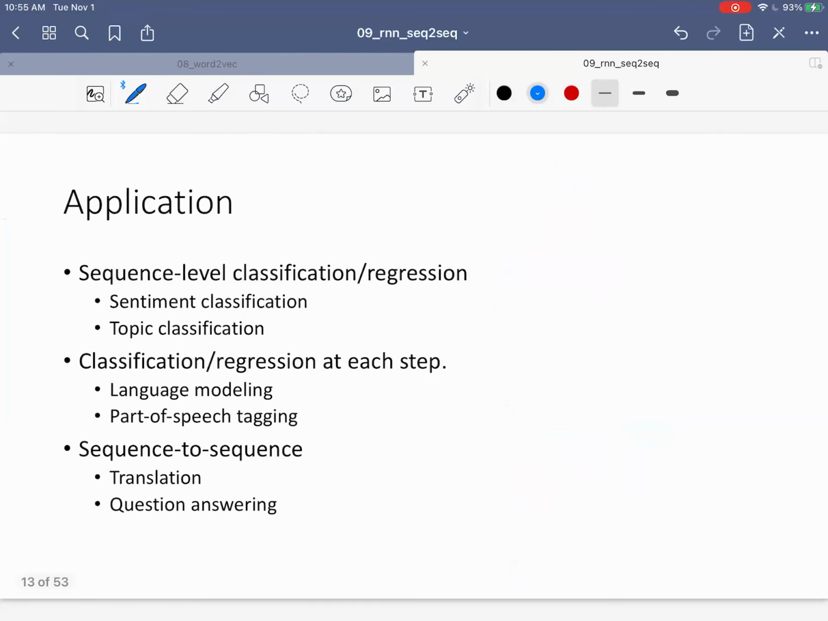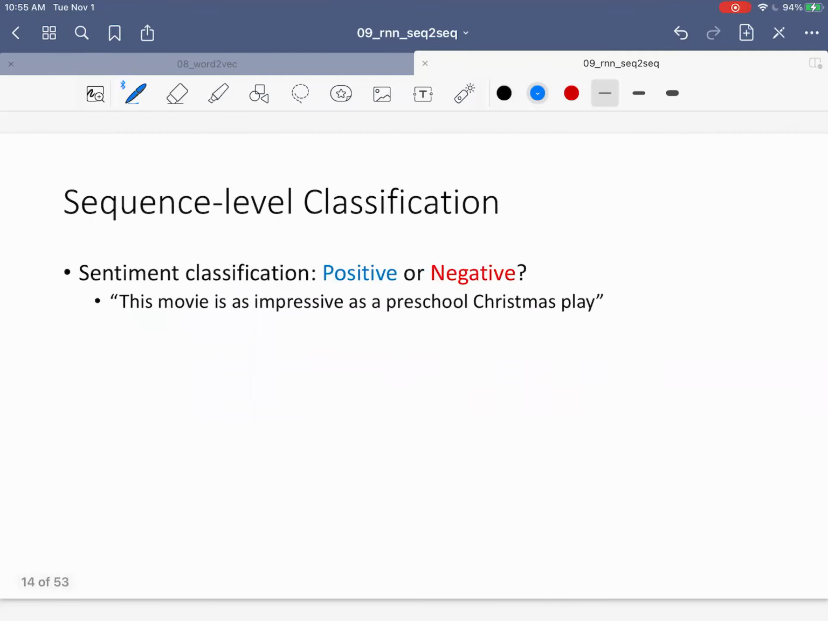All right, so where do you use RNN for? RNN is used for basically all sequence handling applications. So sequence level classification or regression, which is sentiment classification, topic classification. If you want to classify a news article into different topics like sports, politics, science, society, celebrity, you can use RNN. Or sentiment classification, I just talked about it. Classification and regression.